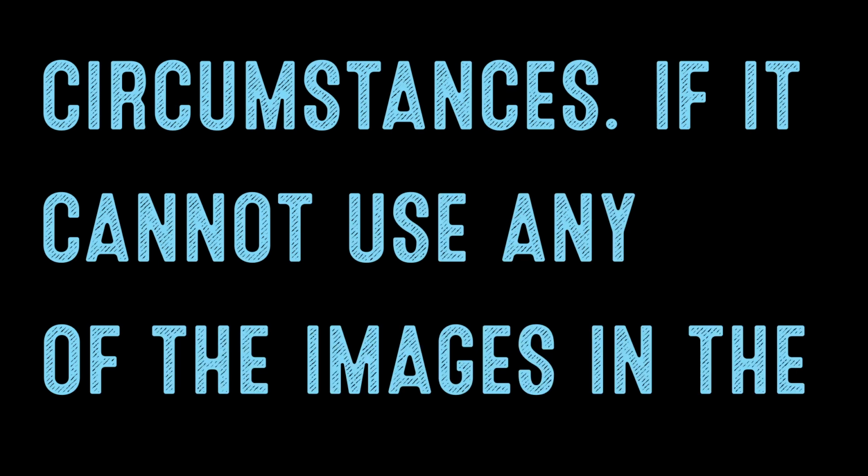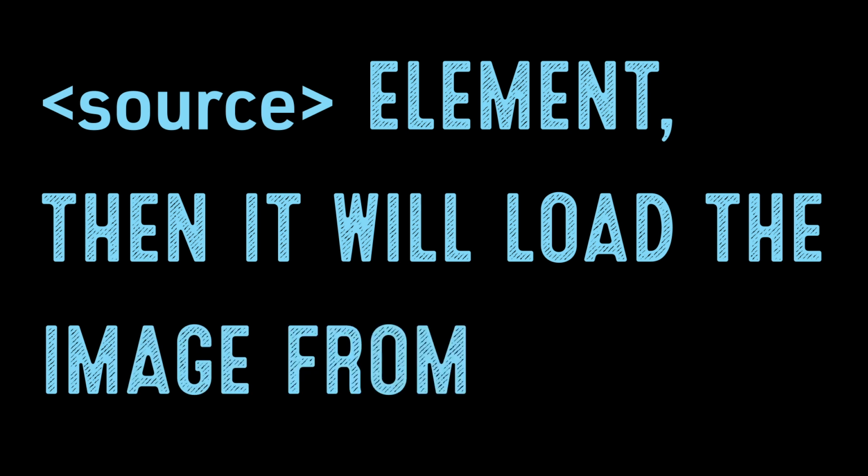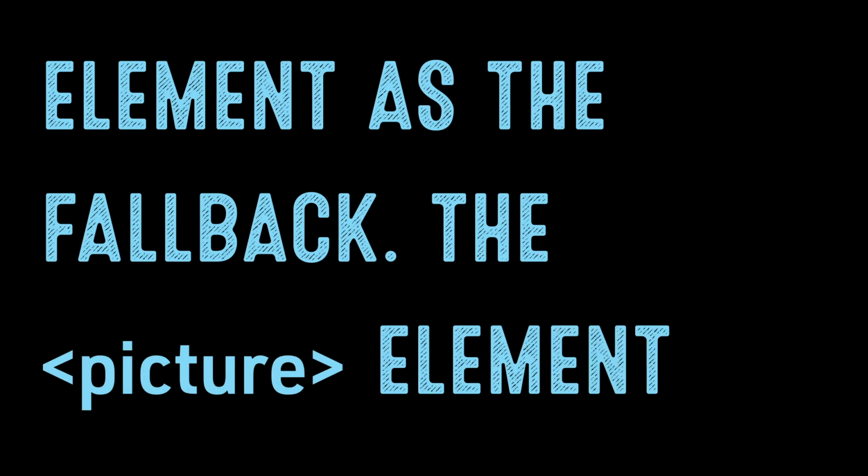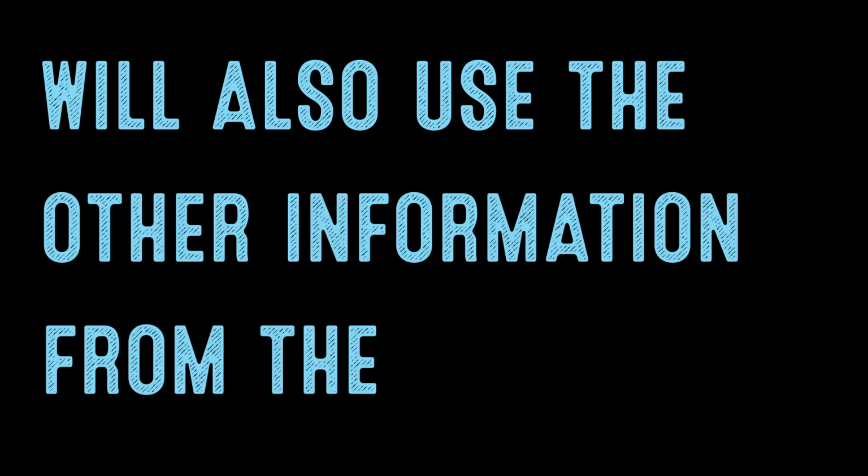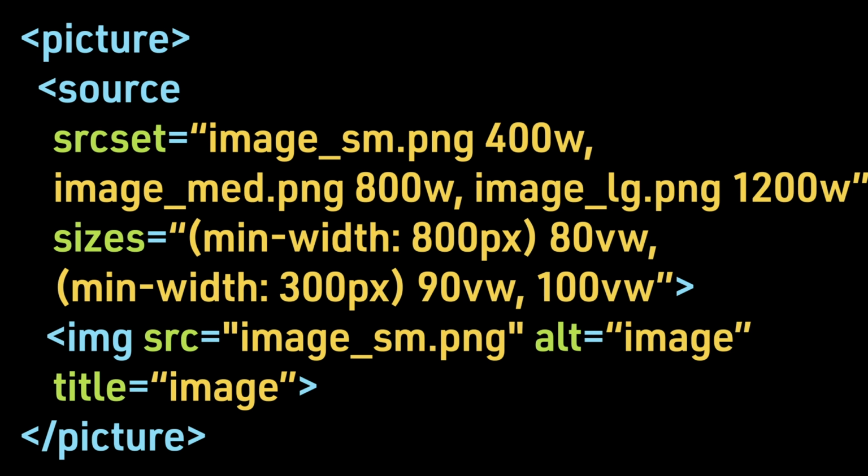If it cannot use any of the images in the source element, then it will load from the image element as the fallback. The picture element will also use the other information from the image element to present the image, such as the alt text. Here is an example of how the picture element works with source and image.